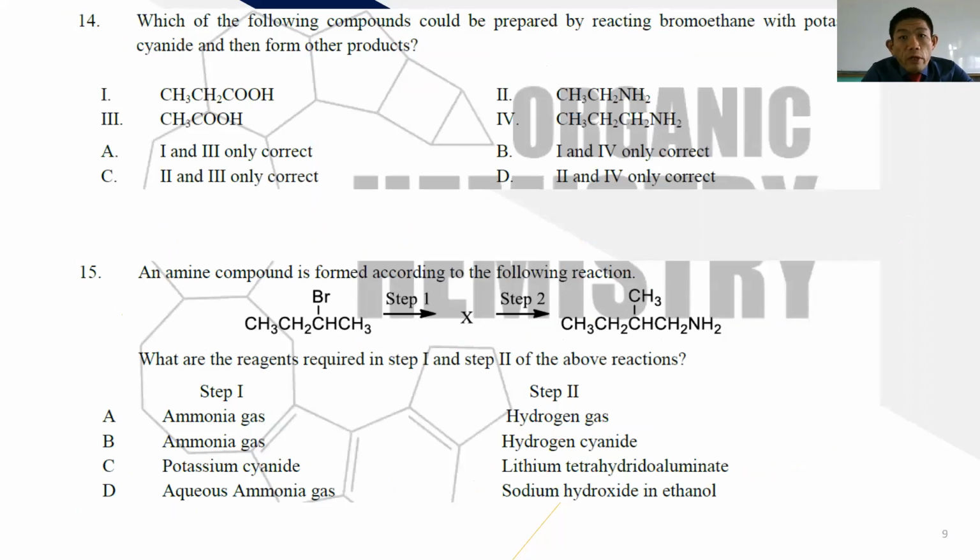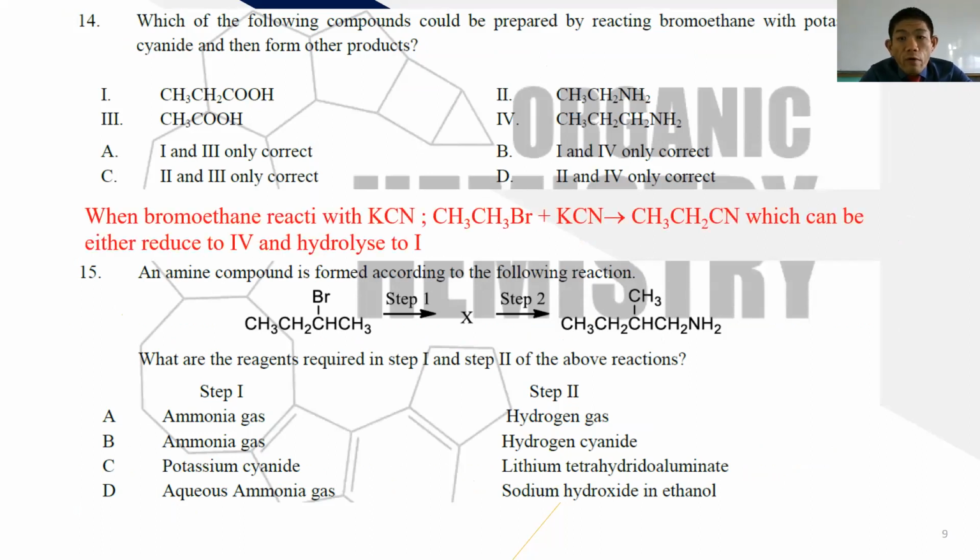Number 14, which of the following compounds could be prepared by reacting bromoethane with potassium cyanide and then forming another product? When you react bromoethane with potassium cyanide, you form propyl nitrile. When you form propyl nitrile, it can either end up as propanoic acid or become propane amine. So the best answer here is number 1 and also number 4. So the best answer here is B.